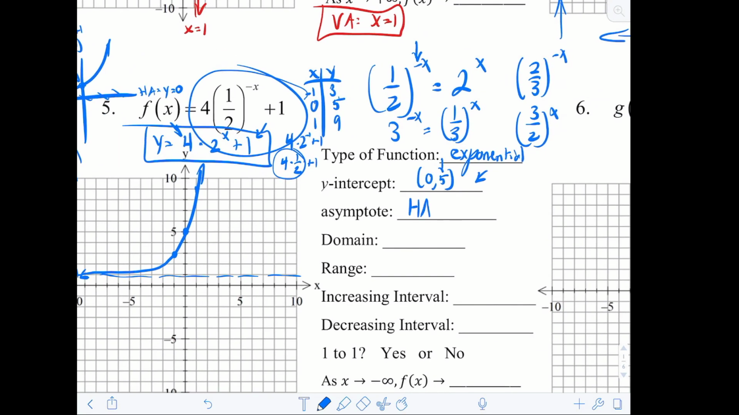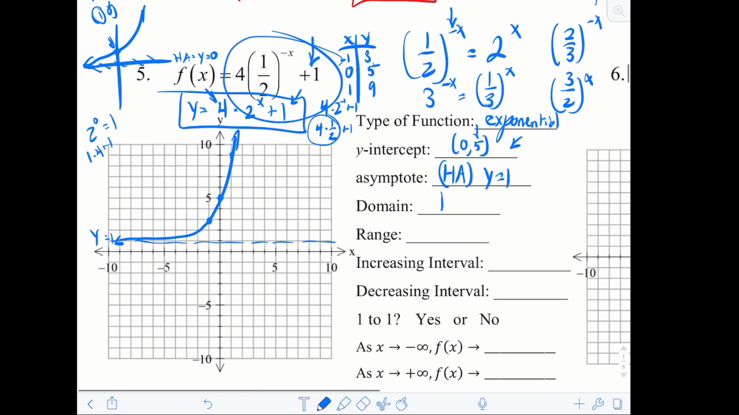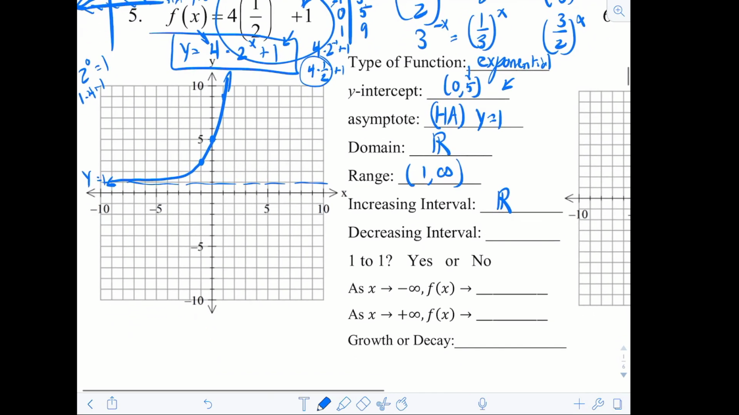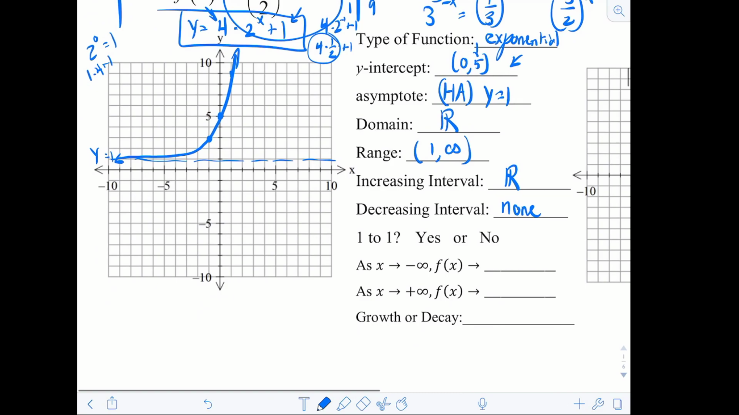Asymptotes. So we say HA, which is my horizontal asymptote, and I would say y is equal to 1, because everything was shifted up 1 because of that plus 1. Domain, all real numbers. Range, it is going to be from 1 to infinity. Increasing interval, all real numbers, because it's increasing throughout the whole graph. Decreasing, none. Is it 1 to 1? So that means is its inverse also an actual function?